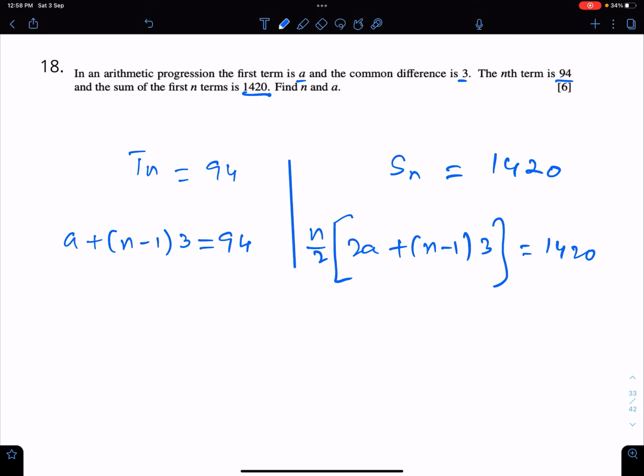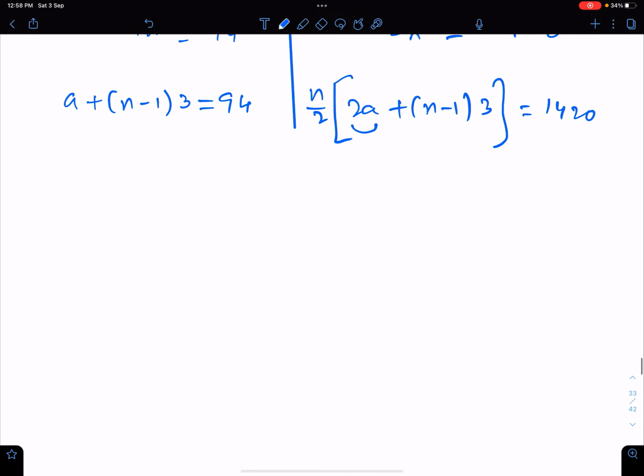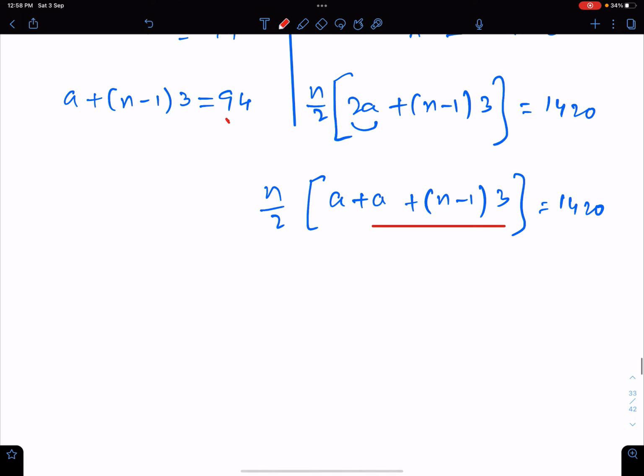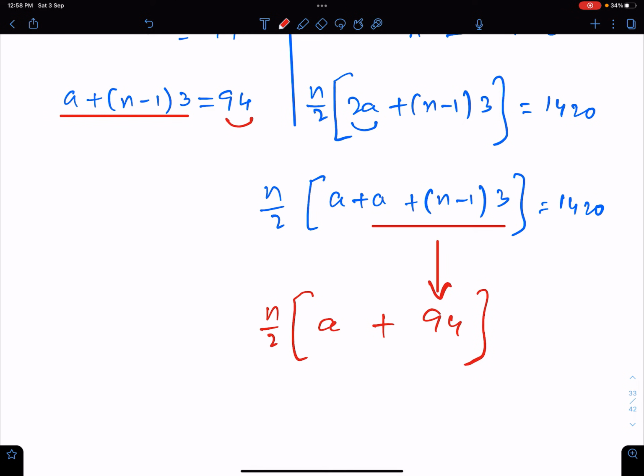1420. Well, we can write 2a as a plus a to make the substitution simple. See, this entire thing can be substituted by 94. So a plus 94. This is here. This entire thing is 94.